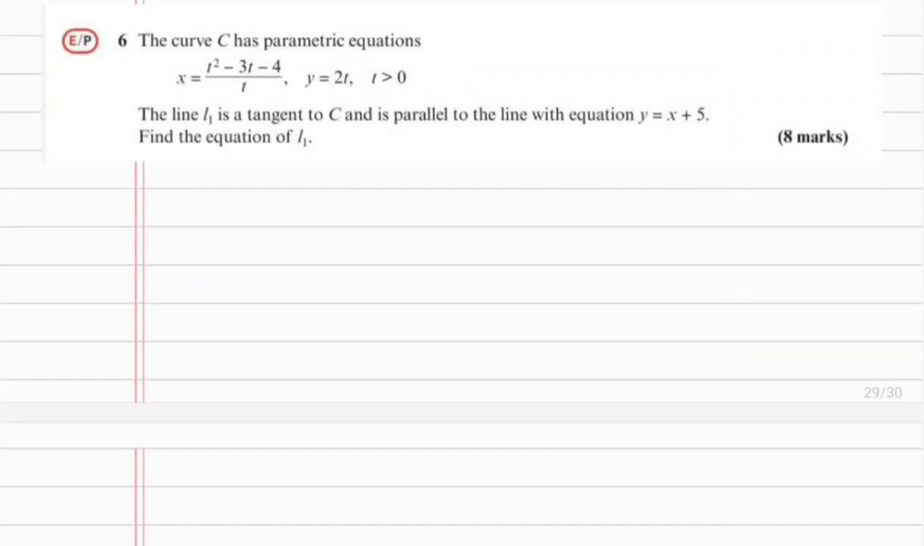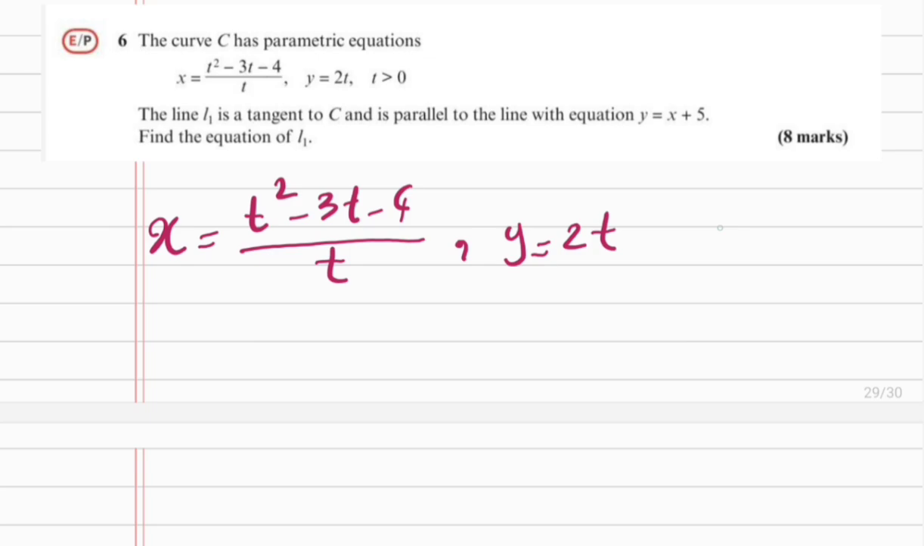Hi everyone, this video is on exercise 9G question 6 of Pure 2. This section is all about parametric differentiation, and in this question, which is an interesting one, we have the curve C with parametric equations x is equal to (t squared minus 3t minus 4) over t, and y is equal to 2t, where t is positive.